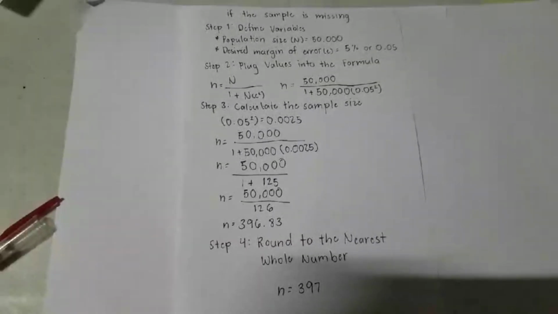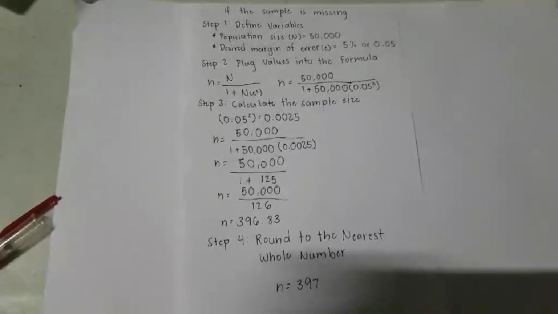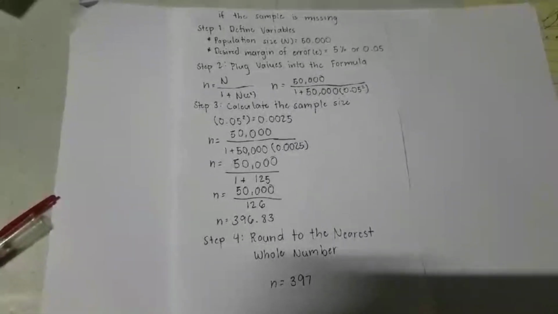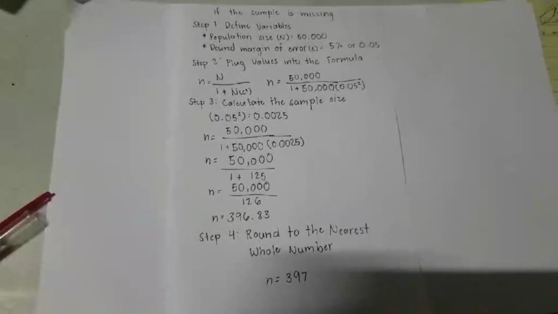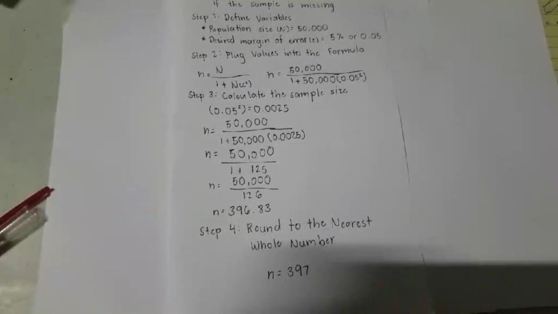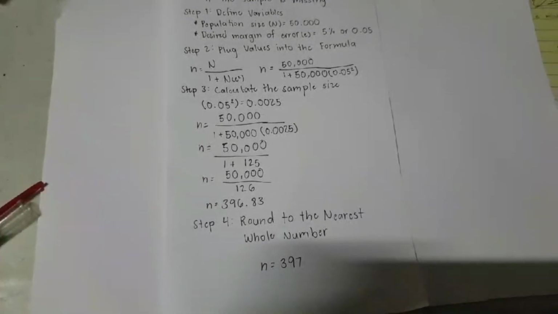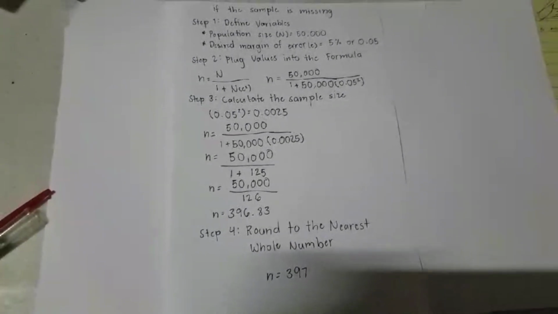How to solve if the sample is missing? The scenario. Suppose you want to conduct a survey in a city of 50,000 residents to estimate the average income of the population. You want the margin of error to be no more than 5% or 0.05.